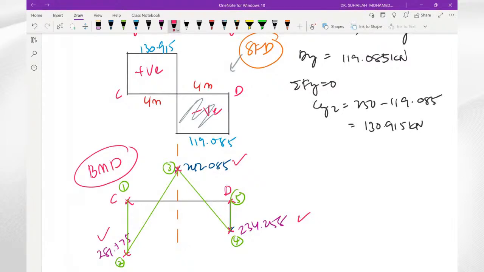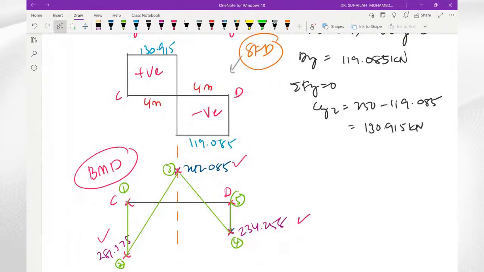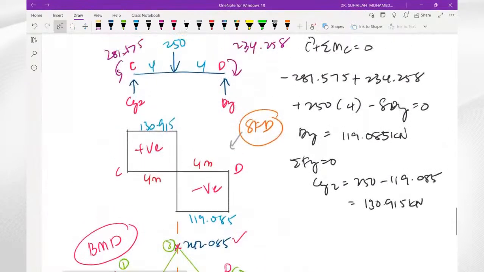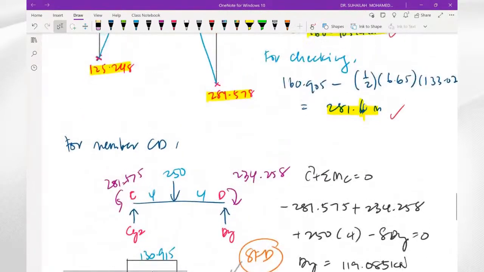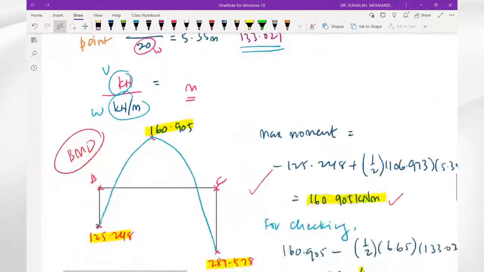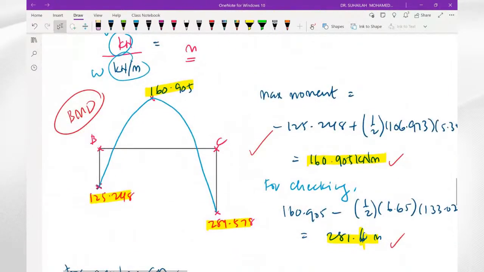Okay, this is how we analyze the maximum moment in the bending moment diagram. So that's all for this session. We will continue again in the next session.